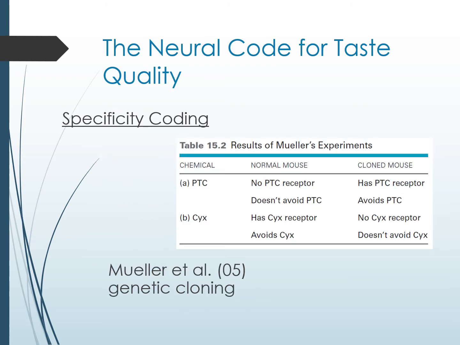Weller and his colleagues not only looked at the PTC receptor, which is given in A, and that says exactly what I just said with the figure, but they also looked at cyclohexamide. So a normal mouse has a cyclohexamide receptor, and they genetically clone these mice so that they do not have a cyclohexamide receptor. And again, this is a particular chemical that creates a bitter taste. So the mice with a cyclohexamide receptor will avoid the water mixed with cyclohexamide, and a mouse that is cloned to not have that receptor does not avoid the water mixed with cyclohexamide. So again, a particular receptor responding to a particular chemical causing a particular taste. This suggests a specificity coding.